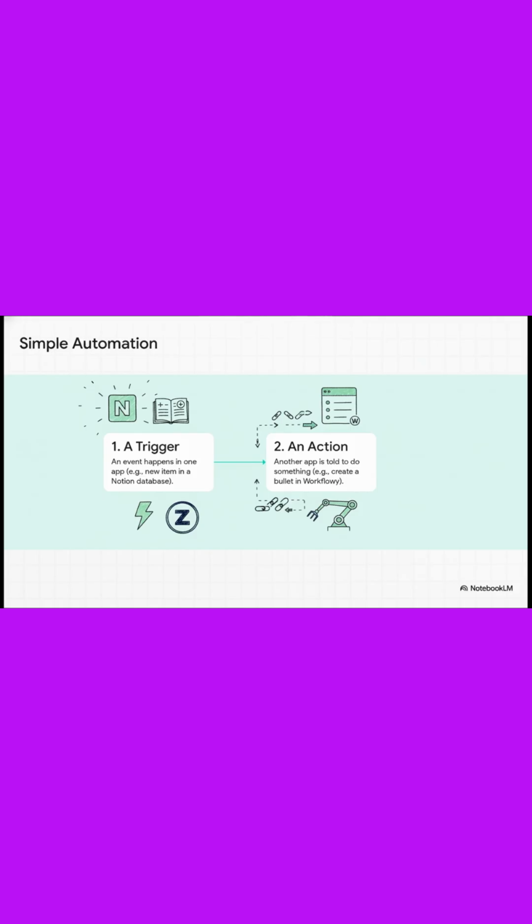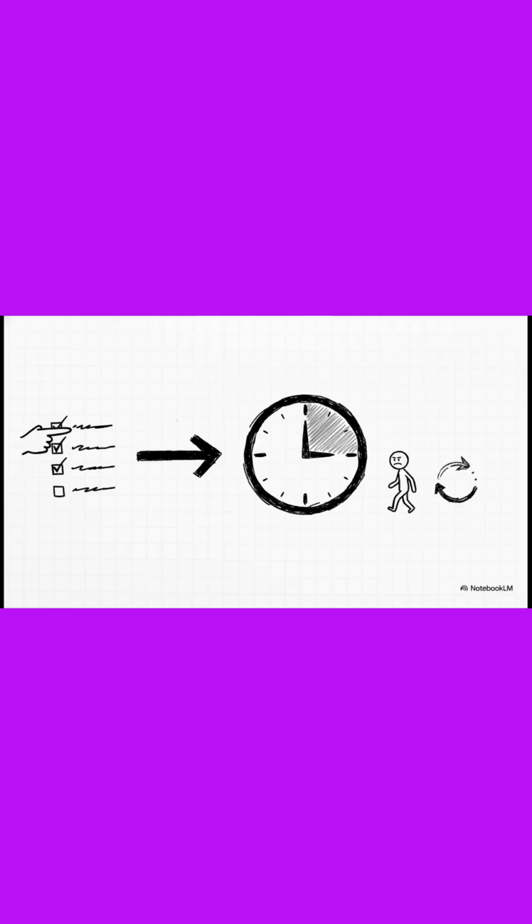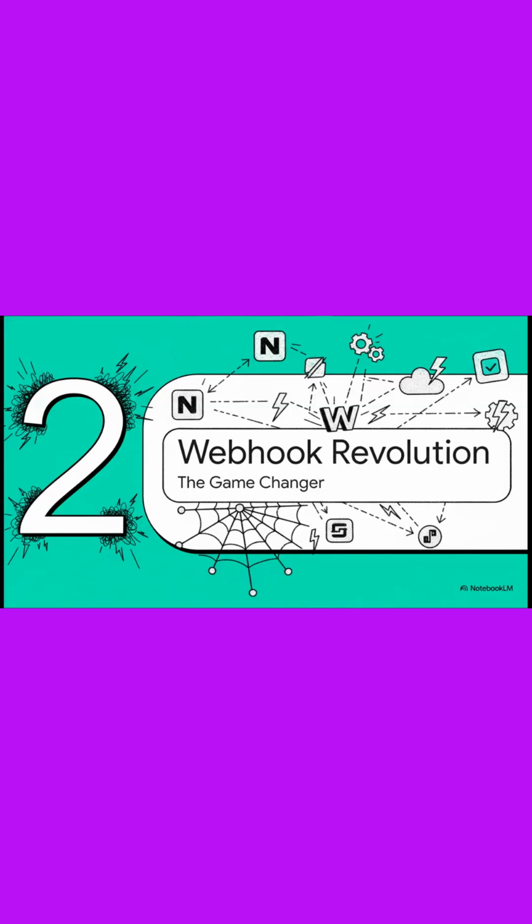But, and this was a big but, there was always a catch: the wait. These automations just weren't instant. You'd create a new item or check a box, and then you'd just sit there, sometimes for a minute, sometimes if you were on a free plan, for up to 15 minutes. It wasn't a real-time workflow. It was more of a wait-and-see workflow, which kind of defeated the purpose. This delay was a huge roadblock, but it led to a total revolution in Notion automation.